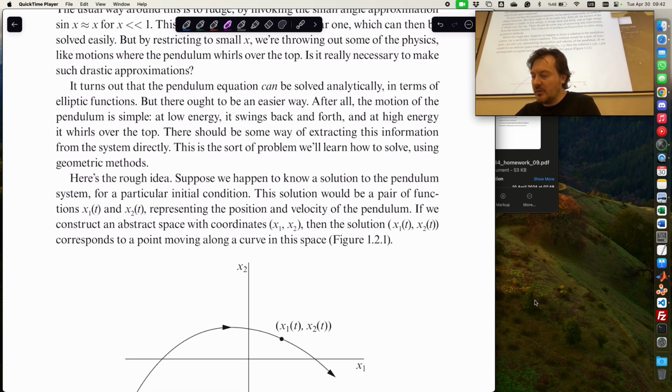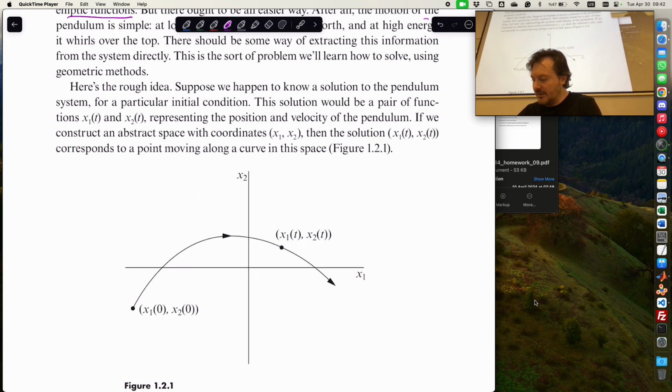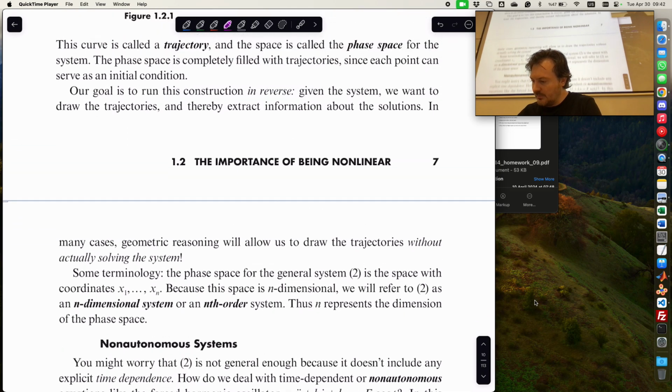Turns out that the pendulum equation can be solved analytically in terms of elliptic functions, but there ought to be an easier way. After all, the motion of the pendulum is simple at low energy. It swings back and forth. There should be some way of extracting this information. Here's a rough idea. Suppose we happen to know a solution to the pendulum for a particular initial condition.